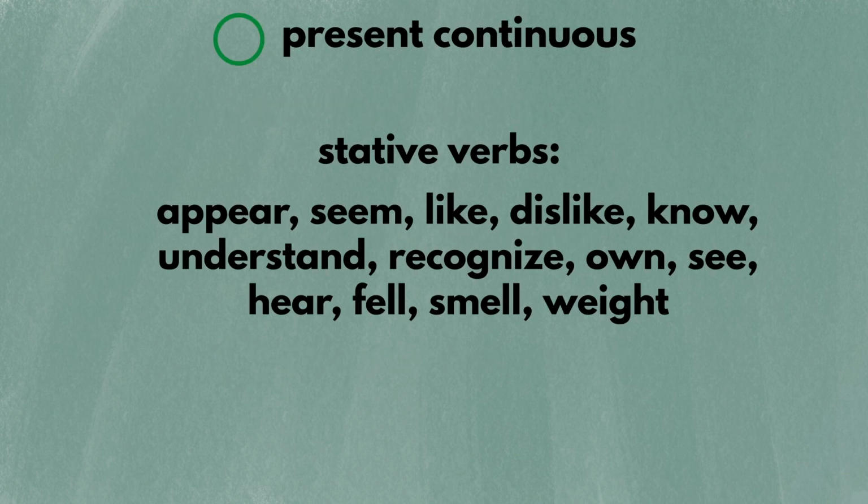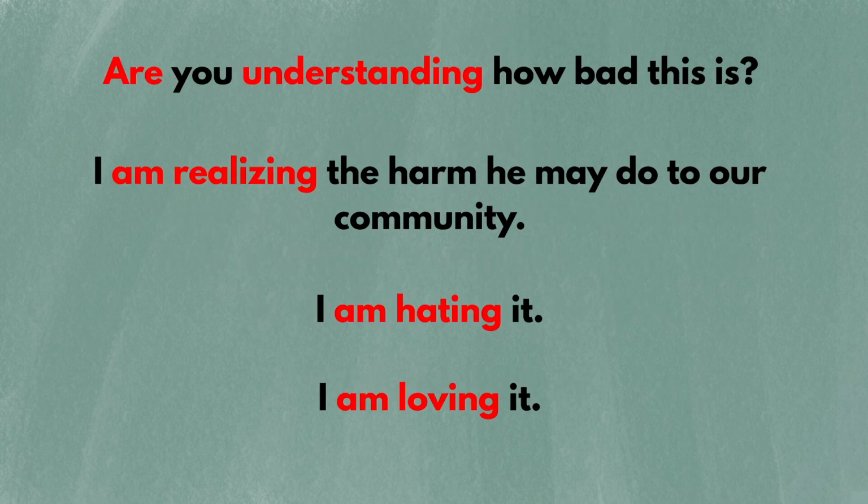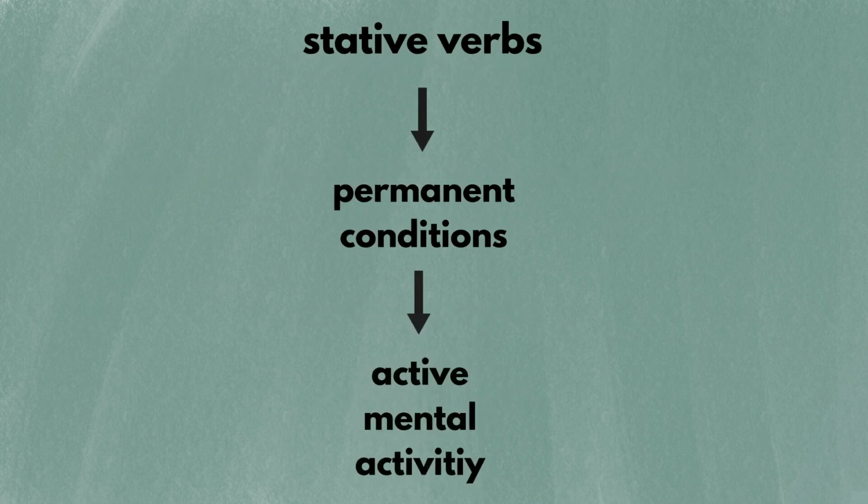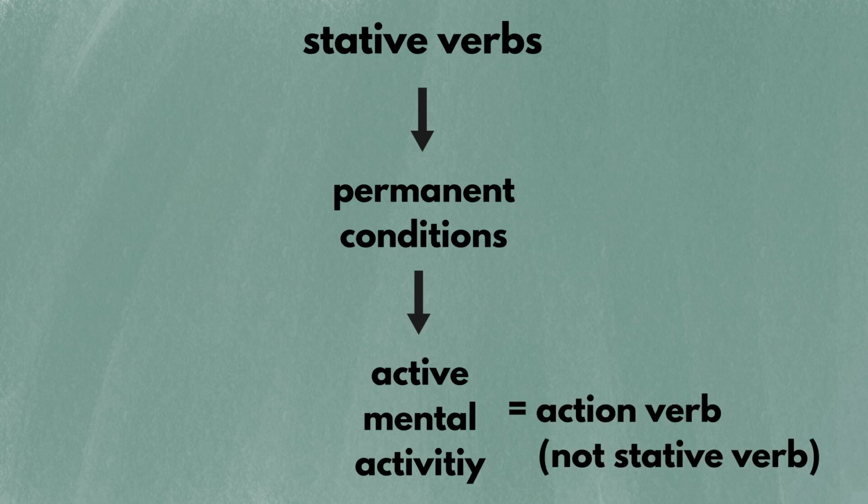However, there are cases in which stative verbs are used with the present continuous, mostly in informal settings, as in these sentences. Though the usage is not grammatically correct in a strict sense, the usage is quite convenient for daily conversation. Let me tell you why. Although stative verbs refer to permanent conditions, some of these conditions have a close relationship with active mental activities. Hence, many people just regard them as action verbs, which is the opposite of the stative verbs. This way, they don't have to worry about avoiding the continuous tenses.